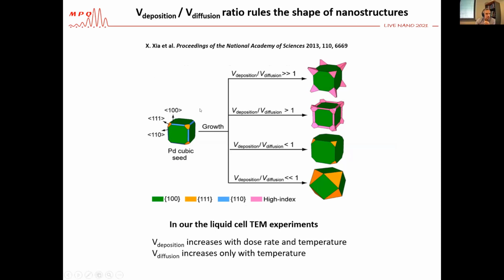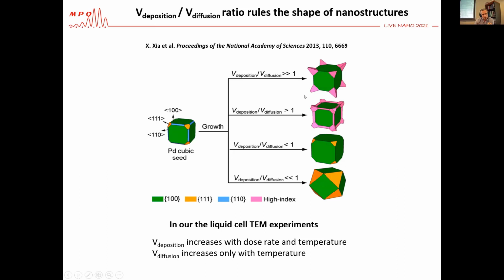It clearly demonstrates that the shape of nanoparticles is ruled by the ratio between the deposition rates on the surface and the diffusion rates of atoms on the surface.